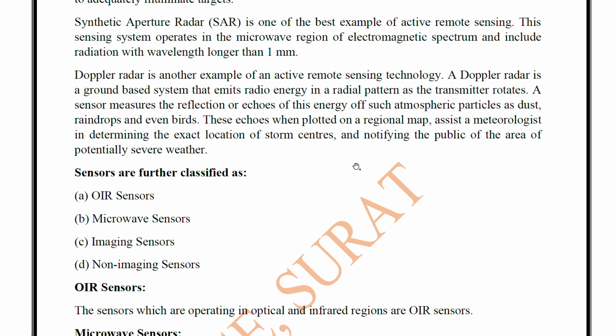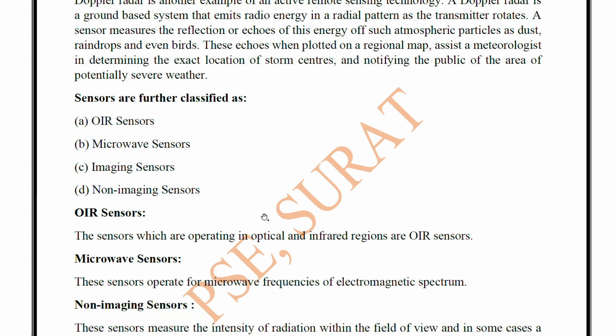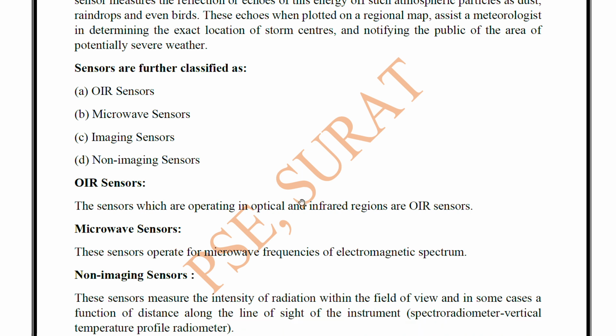These echoes, when plotted on a regional map, assist a meteorologist in determining the exact location of a storm center and notifying the public of the area of potential severe weather. Sensors are further classified as OIR sensors, microwave sensors, imaging sensors, and non-imaging sensors.